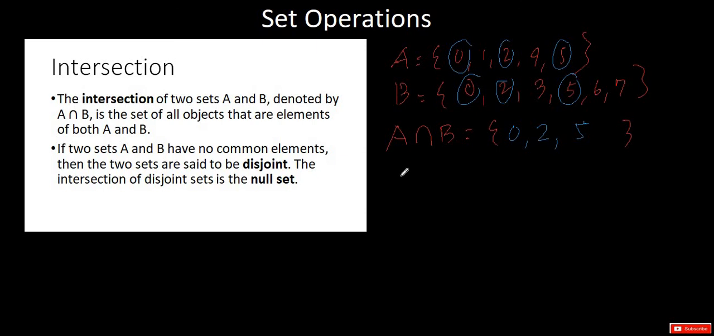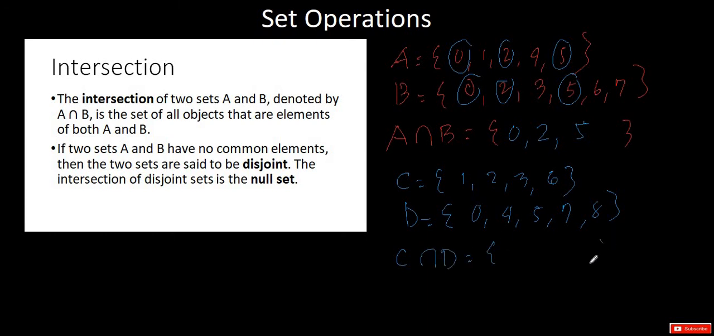Okay, let's have another example. Suppose we have set C containing the elements 1, 2, 3, and 6. And we have set D containing the elements 0, 4, 5, 7, and 8. Now, what are the elements of C intersection D? Here we are going to look for common elements. Are there common elements of set C and set D? Observe that there are no common elements. Since there are no common elements, these two sets are said to be disjoint.